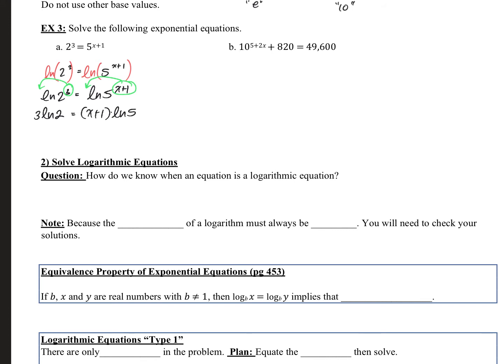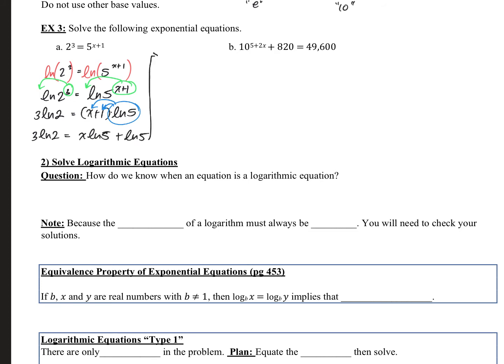Now once we've done that, we can go ahead and distribute the ln into this binomial. Notice that binomial is not in the argument. Some students get that confused. You can never distribute into the argument, but you can distribute into another binomial. So we'll do that. 3 ln 2 equals x ln 5 plus ln 5.